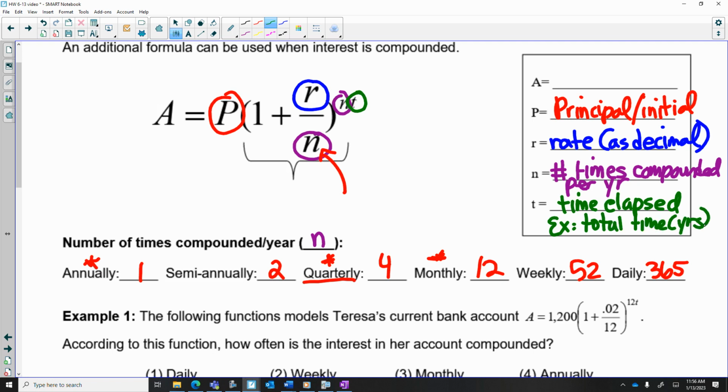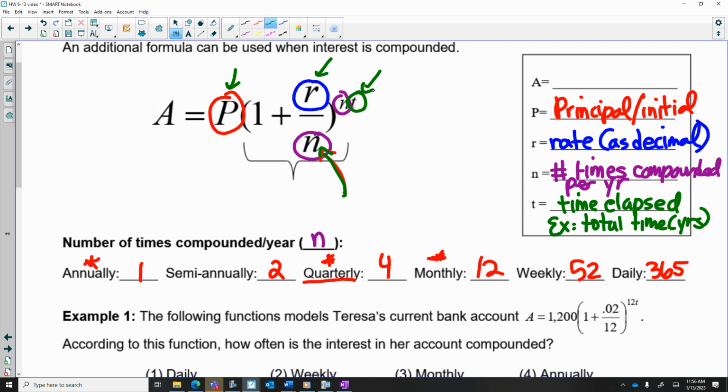So let's say I'm putting in $100 in the bank, then the $100 would go in for the P, and let's say it was compounded at a 3% rate, the 0.03 would go in for the rate, and it was compounded monthly, then I would put in the 12 in here for the N, and then let's say I wanted to know how much money I have at the end of 10 years. That T would be the time, 10 years, okay?